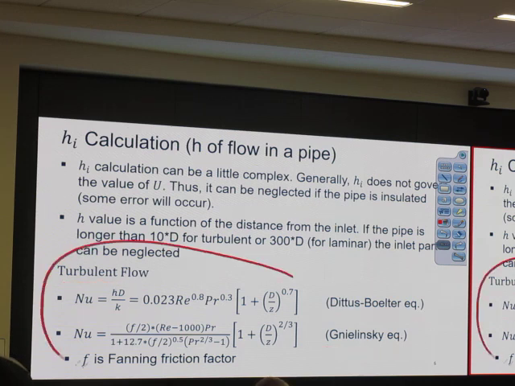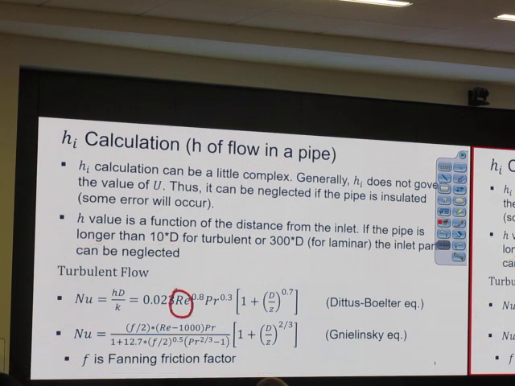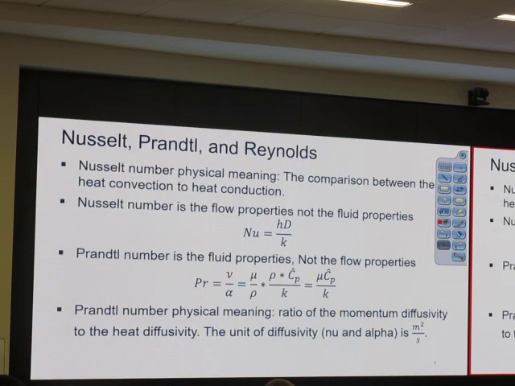All right. These two equations are for the H value, the convective heat transfer coefficient for flow inside the pipe. Reynolds number is the Reynolds number of the flow. Prandtl number is of the fluid. Prandtl number is mu Cp over K. The formula is given over here. Prandtl number is a comparison between viscosity and thermal conductivity, precisely nu over alpha.